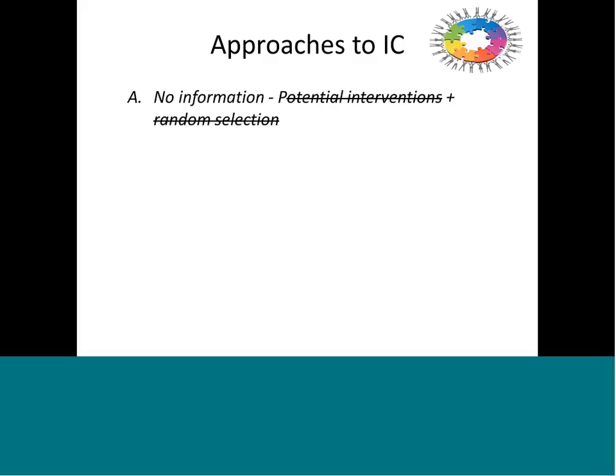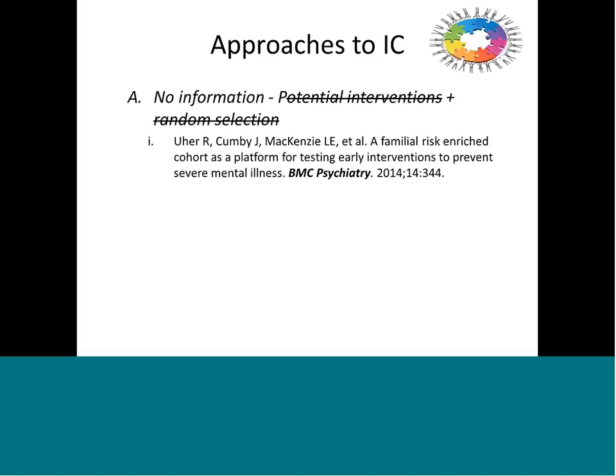But information is given that we're studying this particular condition, that we'd like to contact you again, and we'd like to use your data for our analyses so we can actually find information out to improve the delivery of healthcare in this particular area. So we give all that information up front, but we don't give information about potential interventions or randomization. And then there are 2 examples of that.